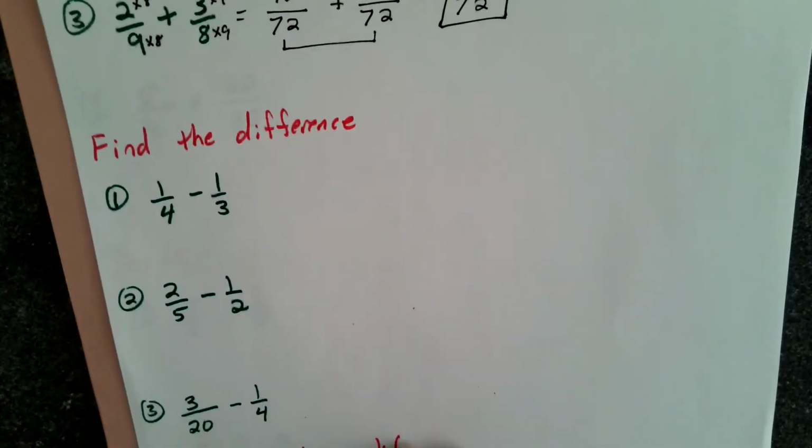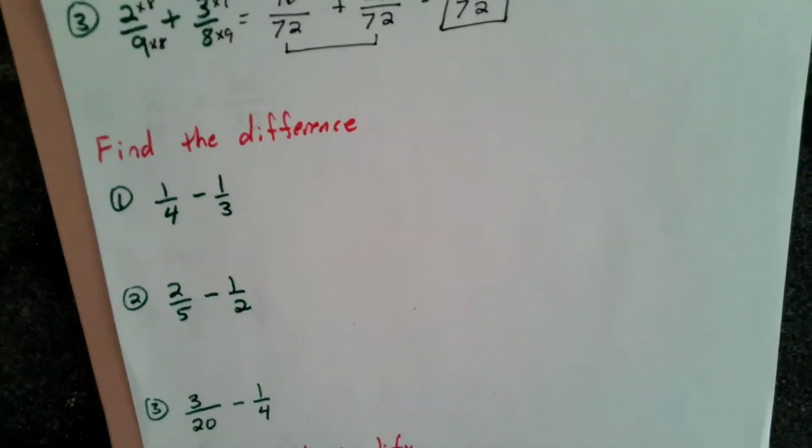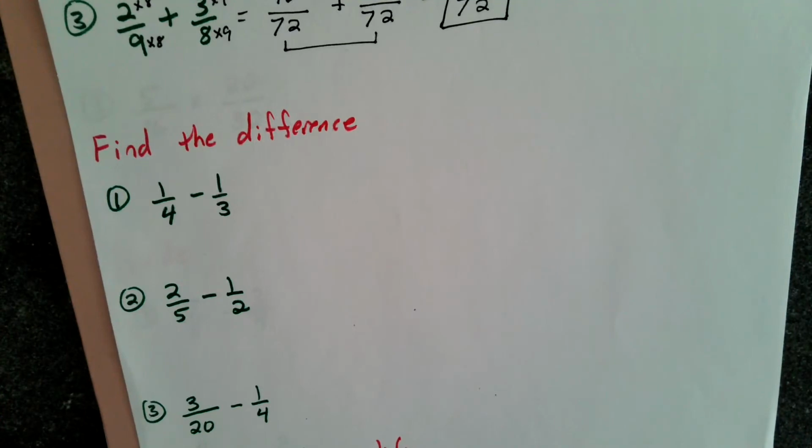Okay, now to find the difference, it's the same thing that we did for finding the sum, except we're subtracting the numerators instead of adding the numerators once we get that common denominator. So again, the first thing I want to get is a common denominator.